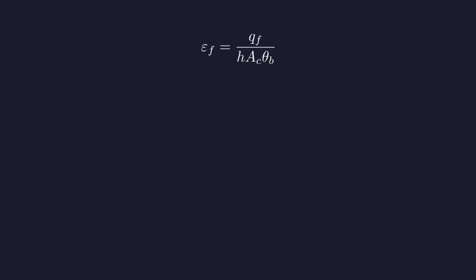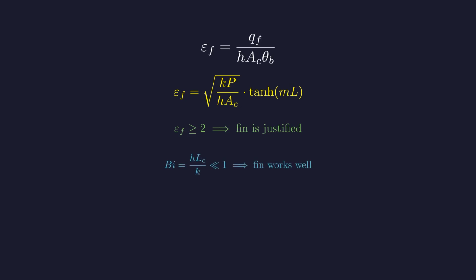Effectiveness compares the fin to having no fin at all. It's the fin heat transfer divided by what the bare base area would have transferred. For a straight fin with insulated tip, effectiveness equals the square root of k times perimeter over h times area, times tanh of mL. The rule of thumb: only add fins if effectiveness exceeds 2. The Biot number being much less than 1 confirms fins will work well.